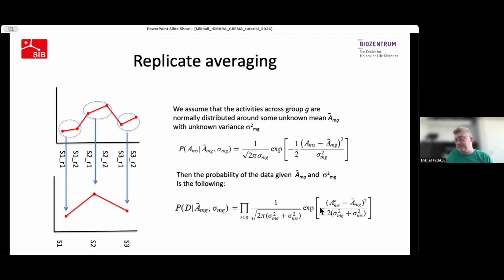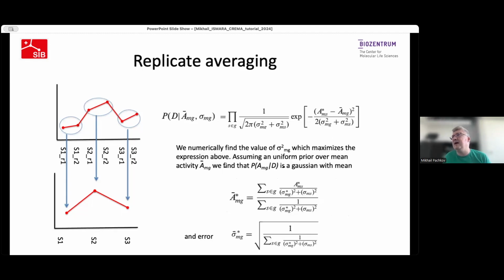And by maximizing this probability over the variance, we can find the mean activity of the group and also the corresponding error bar. So exactly like shown on the pictures.